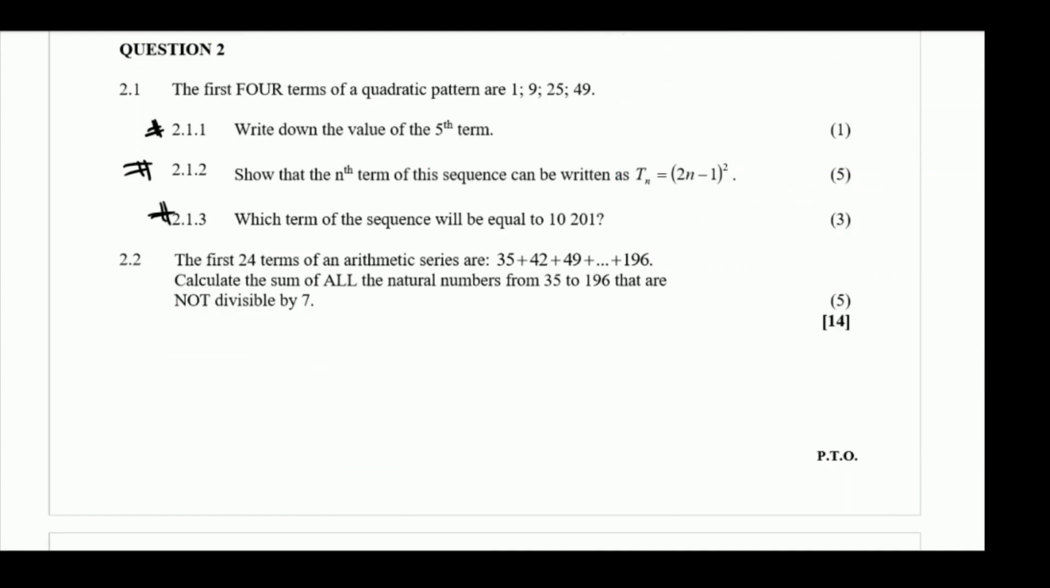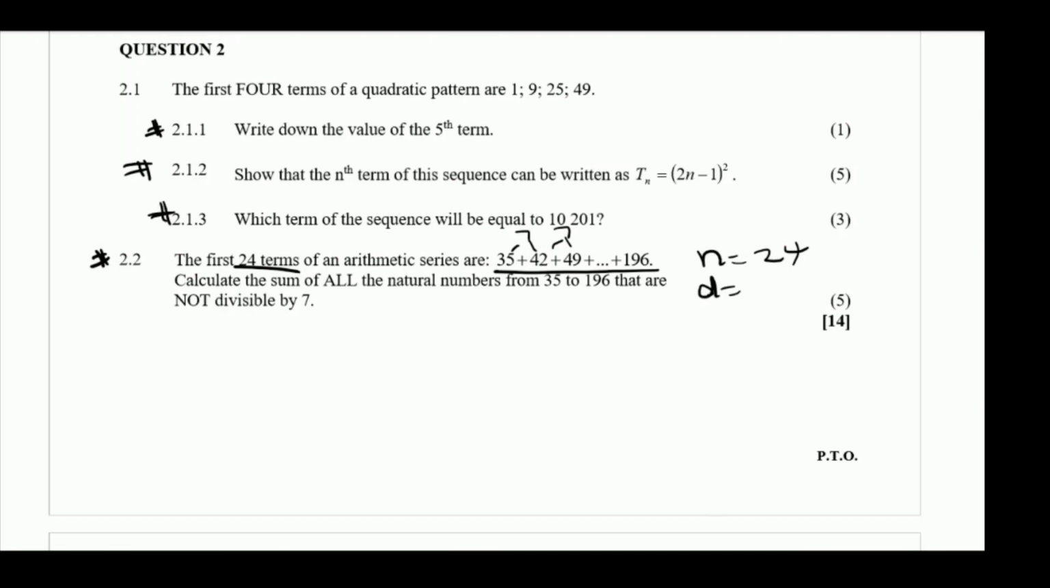Now we're going to do 2.2. In this question, we are told that the first 24 terms of the arithmetic series are these ones. We are given 24 terms, even though they didn't write the entire 24 terms, but you know that the first 24 terms will give us 35 all the way up to 196. So n is equal to 24 for this sequence. If you check clearly, the difference is 7 for this sequence.